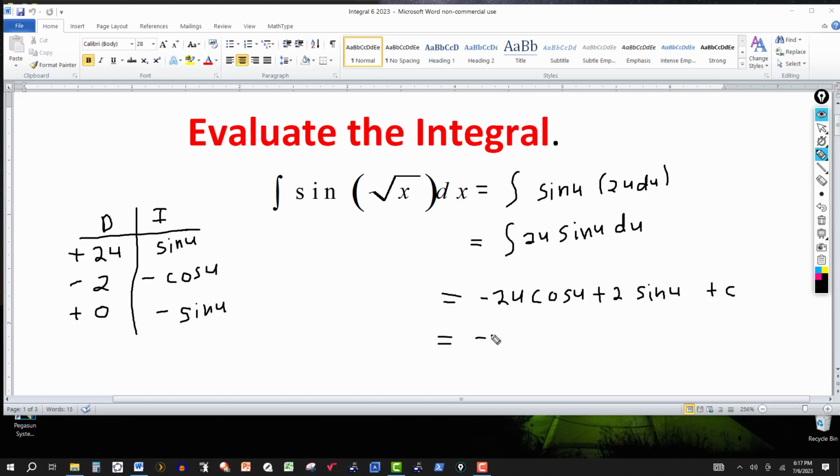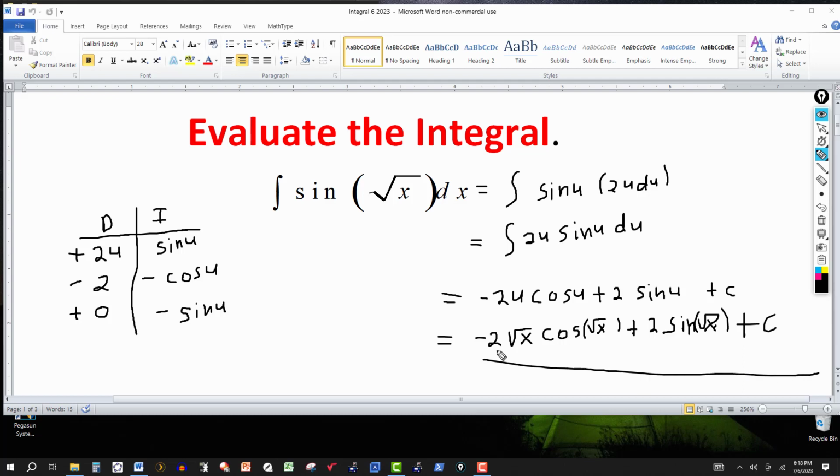So this will be minus 2 times u. Remember, the original u substitution was the square root of x. So that's the square root of x here. Cosine of u. Again, u is the square root of x. And then we have a 2 sine of u. u is the square root of x. And my constant of integration. So you've got the final answer then. Minus 2 square root of x times cosine of the square root of x plus 2 sine the square root of x plus your constant.